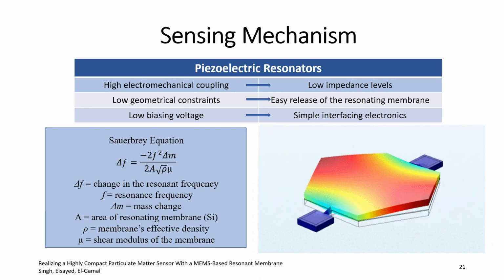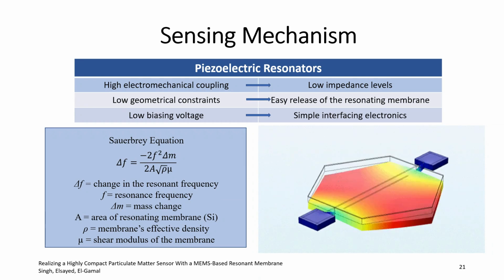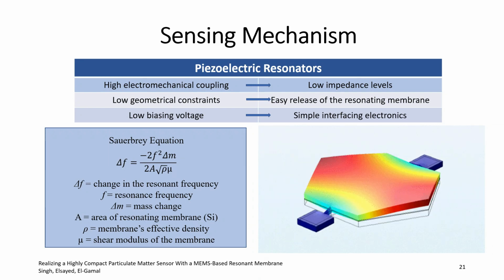Now this is the equation called Sauerbrey's equation that defines this mass loading effect. So it states that with every delta M mass deposited on this membrane, you will see a negative shift of delta F in the resonance frequency. And this delta F shift is proportional to the frequency of the membrane, its geometrical parameters in terms of the area of the membrane, and its material parameters in terms of the membrane's effective density and its shear modulus. So we are going to use this as a sensing mechanism. So when particles deposit on this membrane, there will be a shift. We'll read this shift and try to judge how many particles are there.